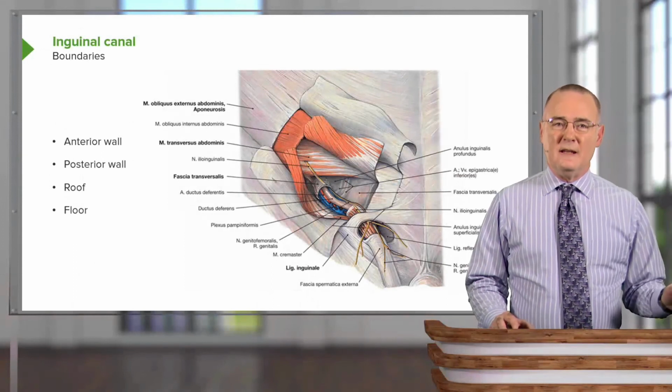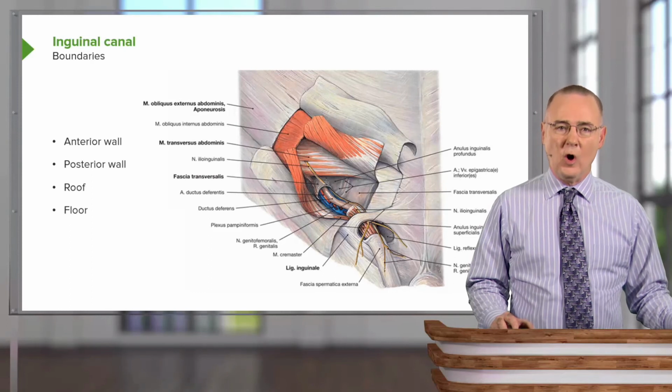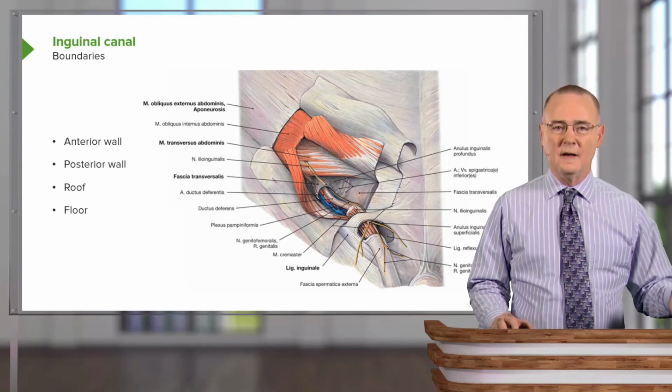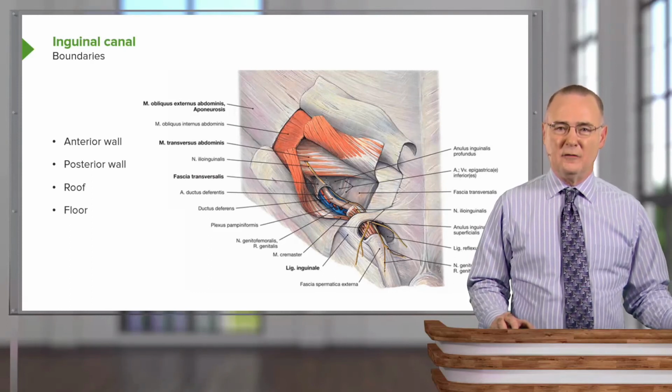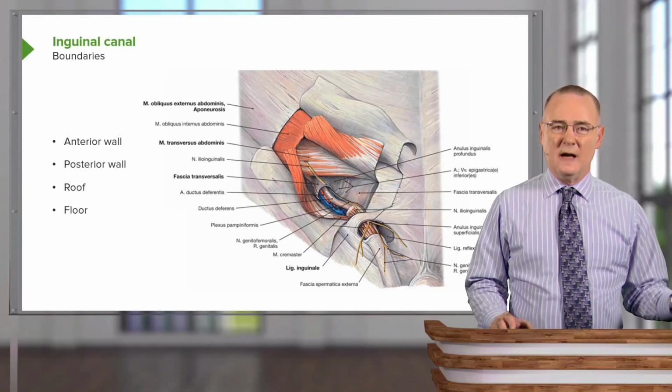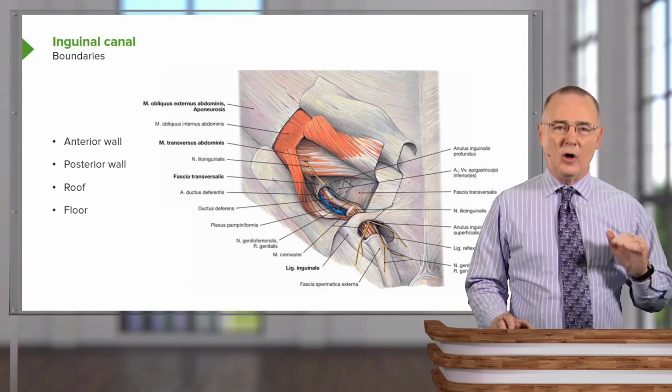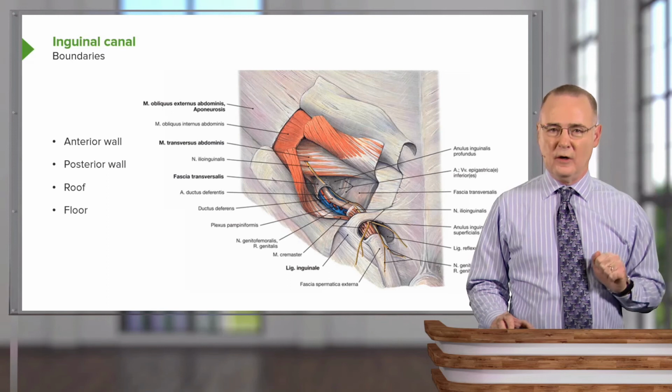When we think about the inguinal canal, it will present two walls. It'll also have a roof, and it'll also have a floor. So what we want to do now is to explore the components that form the anterior wall, the posterior wall, the roof, as well as the floor.